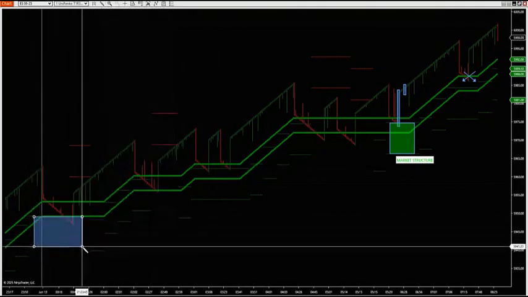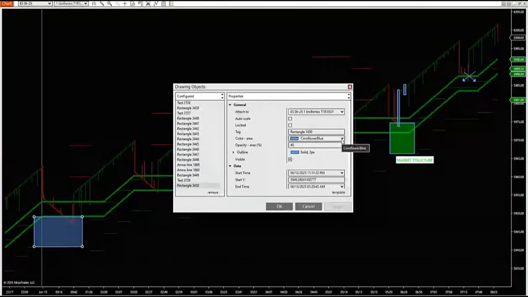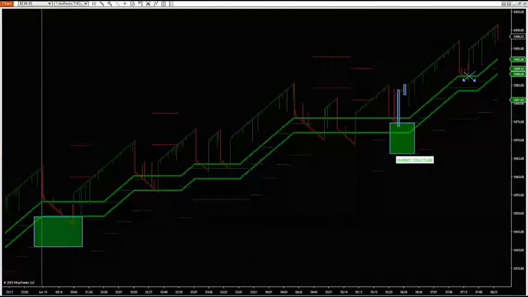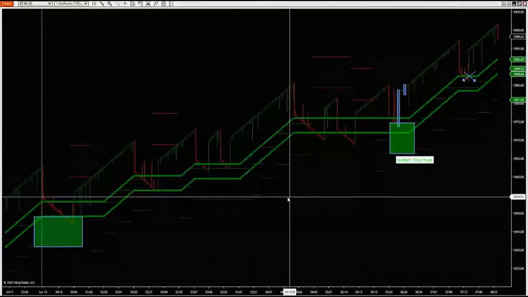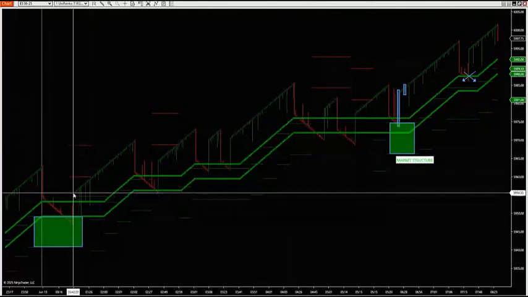Right there's my zone. Once I get inside that zone, I now have a launching point for my 1135 to give me a reversal candle, which it did. The entry right there was 59.55.50 at 12:45 a.m. this morning. So this works.